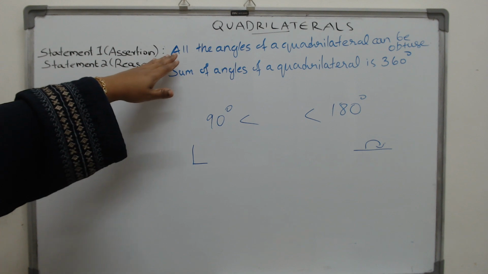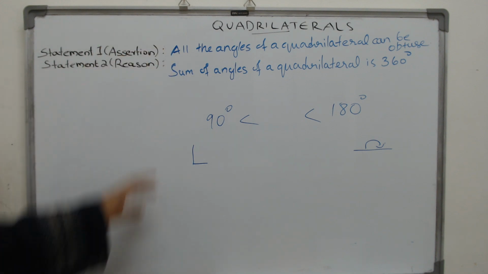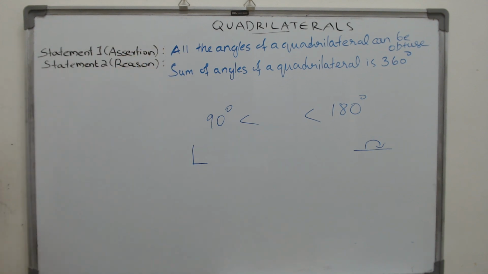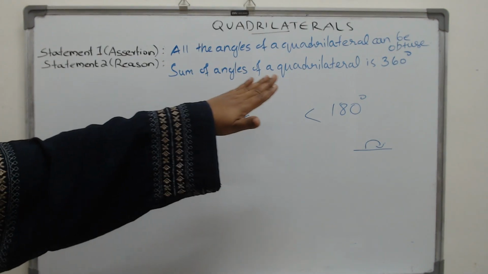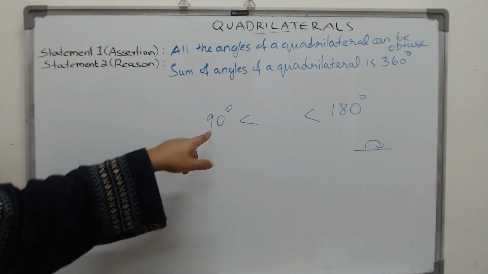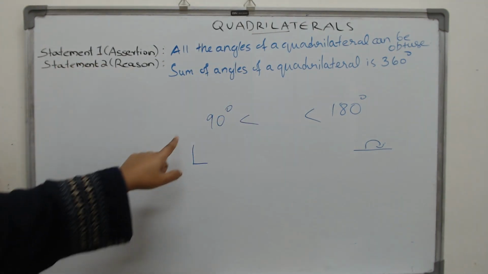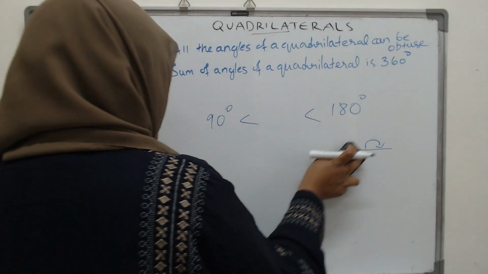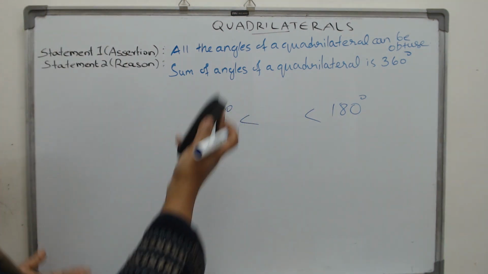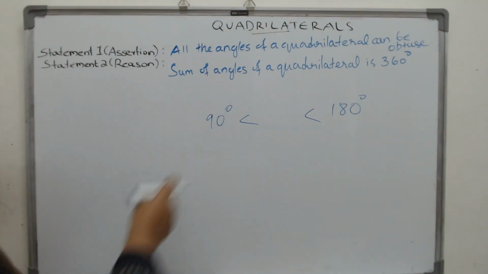Now the same question can be asked in a different way. Can all the angles of a quadrilateral be obtuse? What do we mean by an obtuse angle? It should strictly lie between 90 and 180, which means 90 is not included and this figure is not included. It should lie strictly between these two.